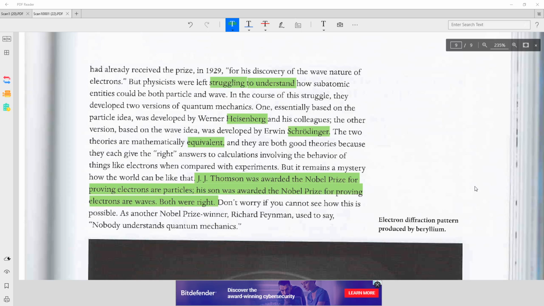J.J. Thomson was awarded the Nobel Prize for proving electrons are particles. His son was awarded the Nobel Prize for proving electrons are waves. Both are right. Don't worry if you cannot see how this is possible. As another Nobel Prize winner, Richard Feynman, used to say, nobody understands quantum mechanics.